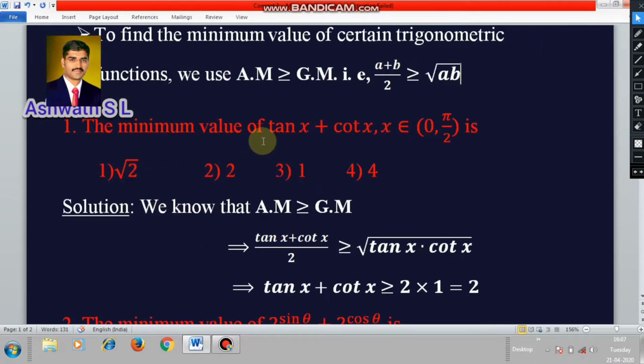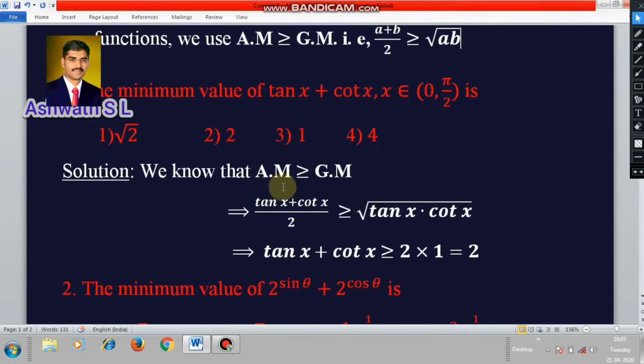First one, the minimum value of tan x plus cot x. They have given the value of x, where it lies in the open interval 0 comma pi by 2. We know that arithmetic mean greater than or equal to geometric mean can be used. This is the idea of how we can implement this result to find the minimum value of this function. Okay, it will be easy to identify also.